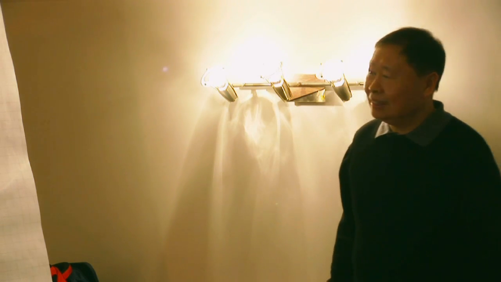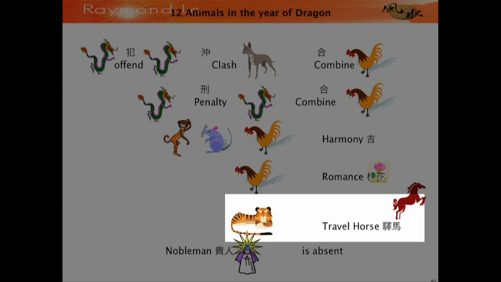So therefore, if you are born in the year of rooster or in the day of rooster next year, you have romantic encounter. And then if you have a tiger, you're born in the year of tiger or day of tiger, then next year you travel. And then, unfortunately, next year has no nobleman. Nobleman doesn't come in a dragon year or in a dog year.